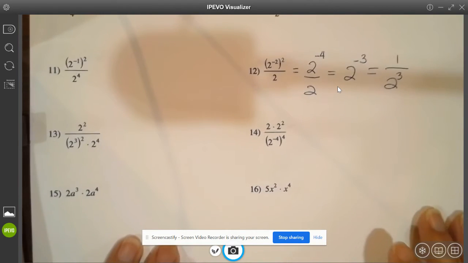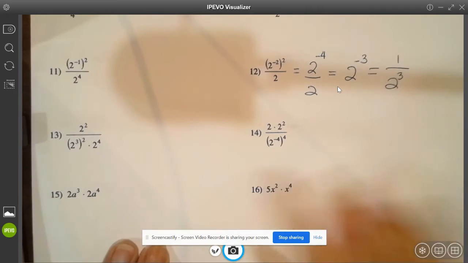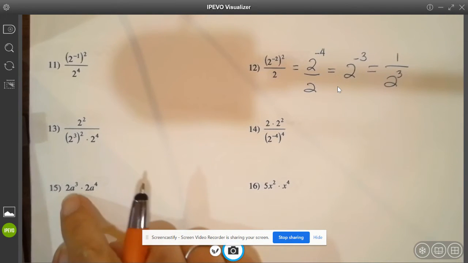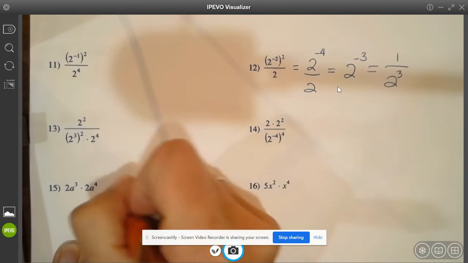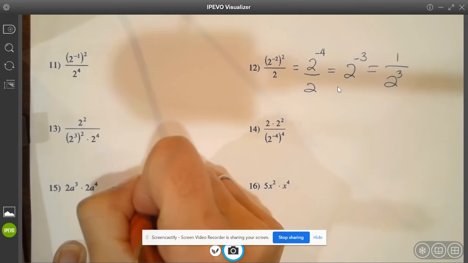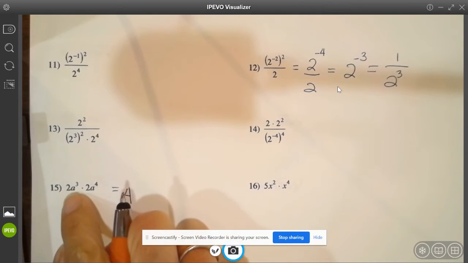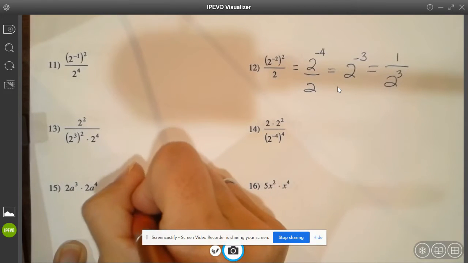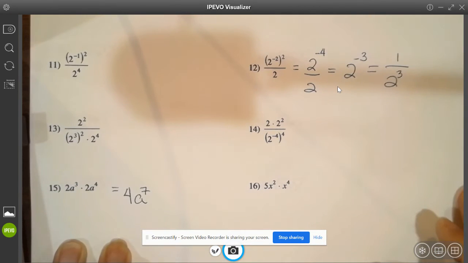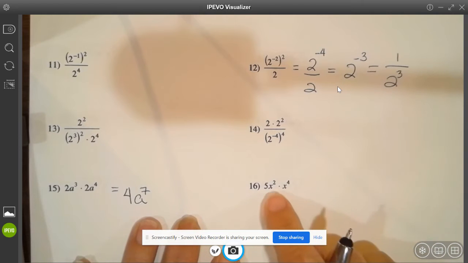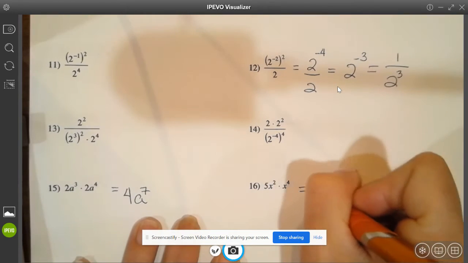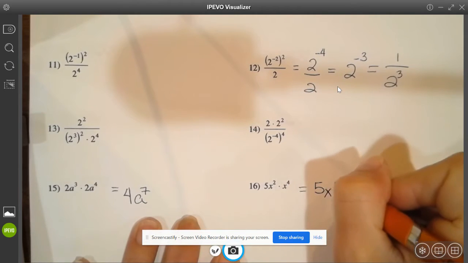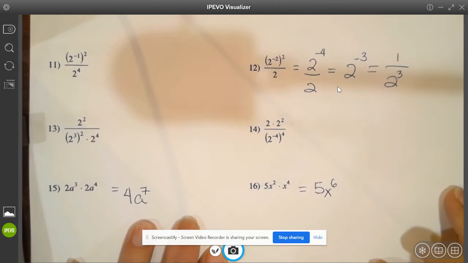What else did we do? Something like that. We multiply the coefficients, which is 2 times 2. That's 4. And then we add the exponents, right? Because you're multiplying. So that's 3 plus 4. That's 4 to the 7th power. Same thing here. So that's 5 times 1. That's 5. And then you add the exponents. That's to the 6th power.